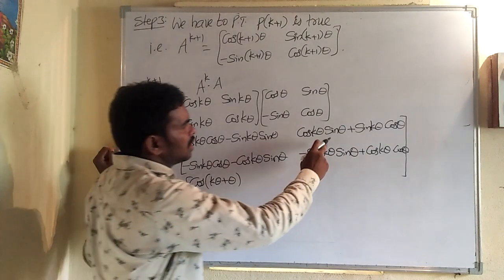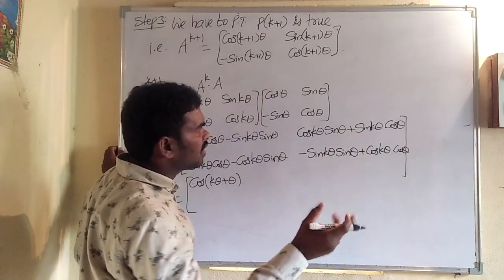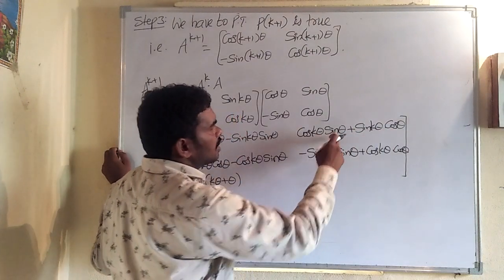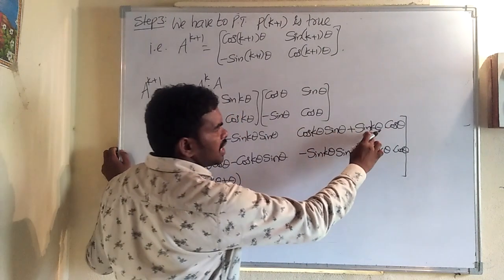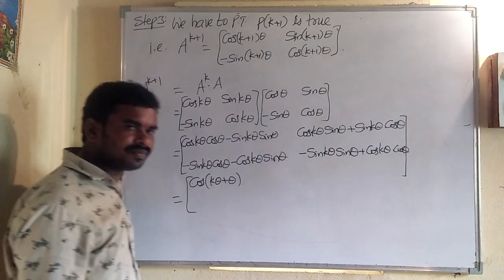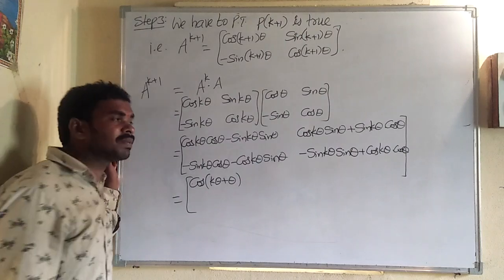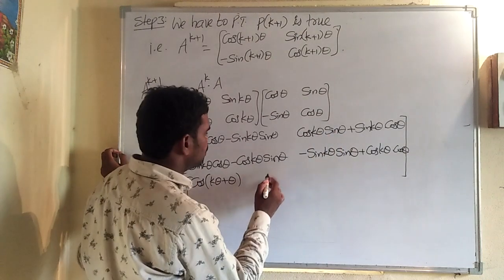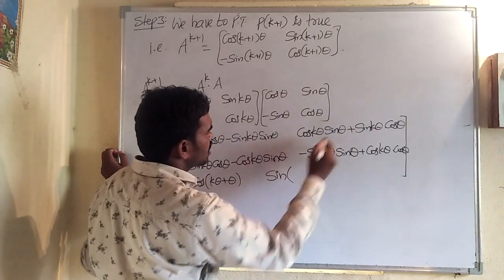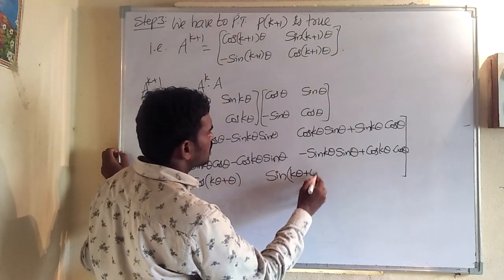Next, see the first formula: sin A cos B plus cos A sin B. What is that? Yes, sin of A plus B. Sin of A plus B: A means k theta, B means theta. So sin of k theta plus theta.